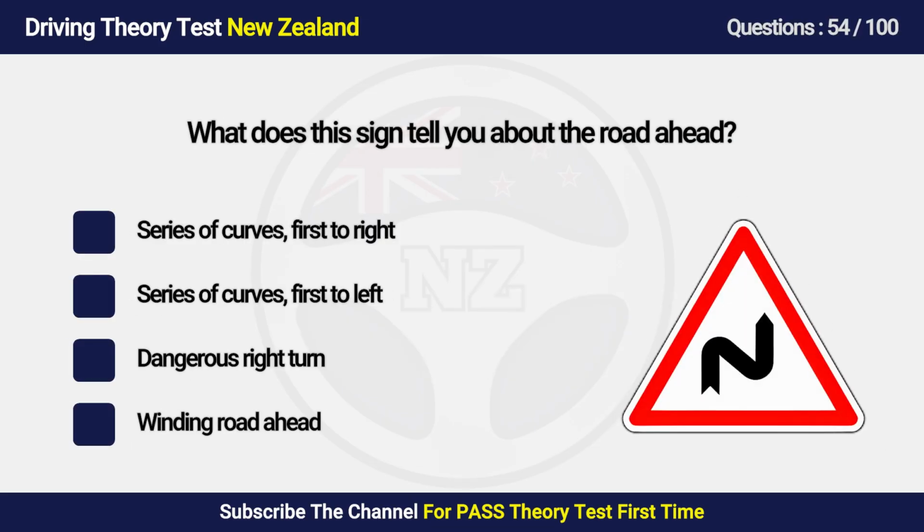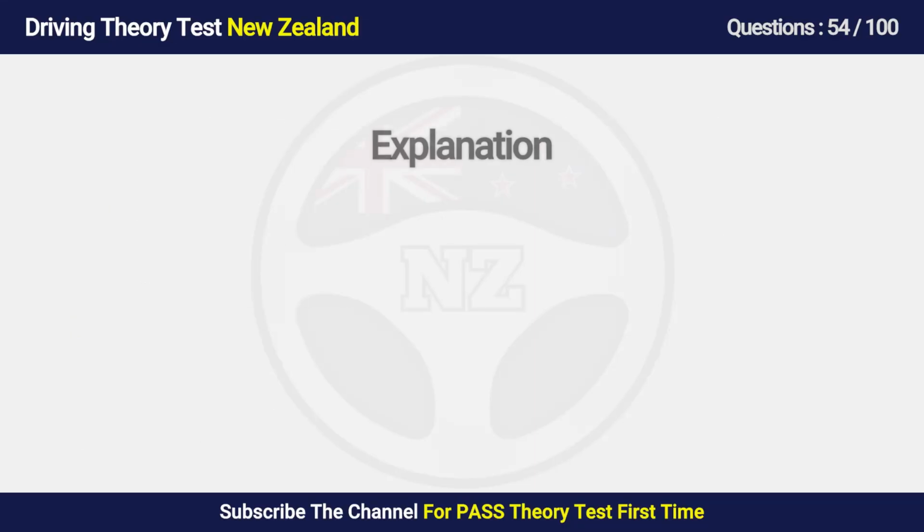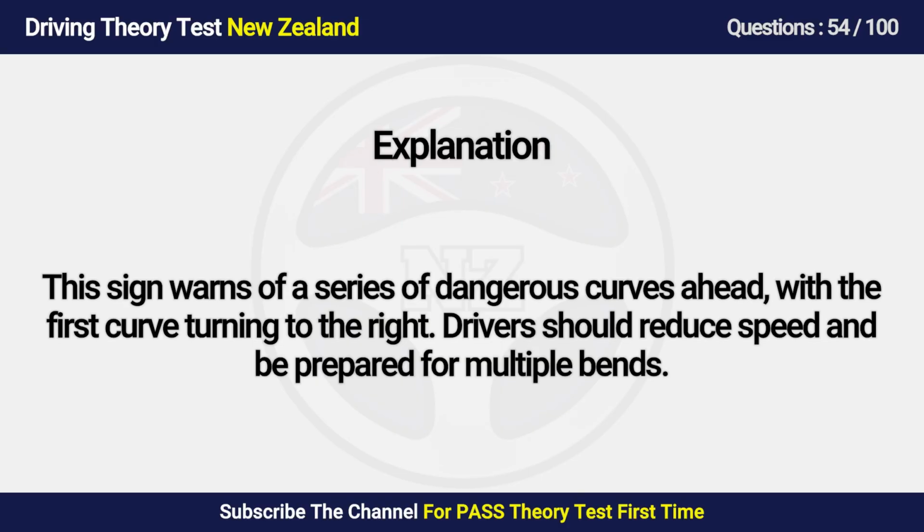Question 54. What does this sign tell you about the road ahead? A. Series of curves first to right. B. Series of curves first to left. C. Dangerous right turn. D. Winding road ahead. Answer is A. Series of curves first to right. This sign warns of a series of dangerous curves ahead, with the first curve turning to the right. Drivers should reduce speed and be prepared for multiple bends.